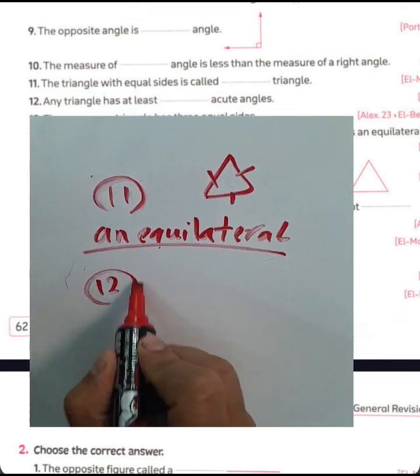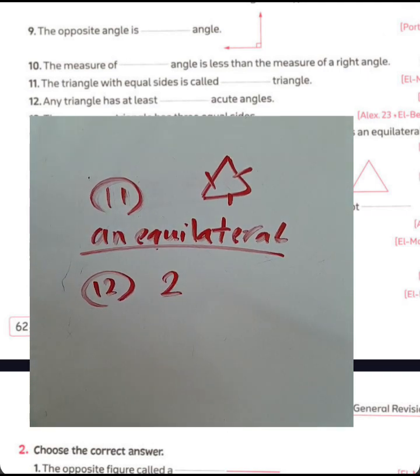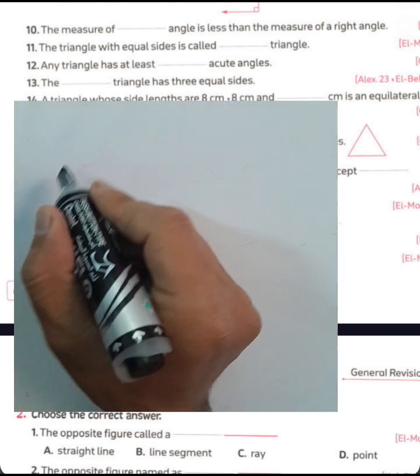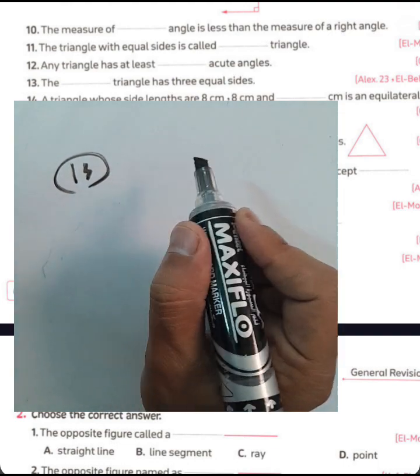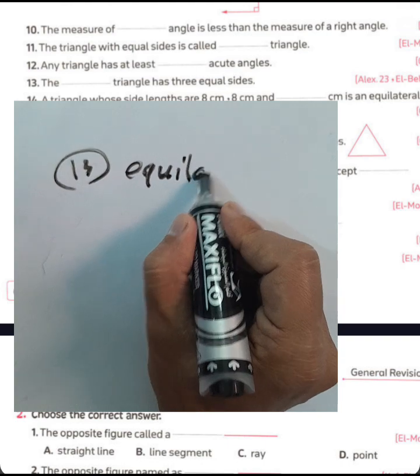Question 12. Any triangle has at least two acute angles. The equilateral triangle has three equal sides. We solve this in 2 minutes. We call it equilateral. Question 13. The equilateral triangle has three equal sides. We can write equilateral.